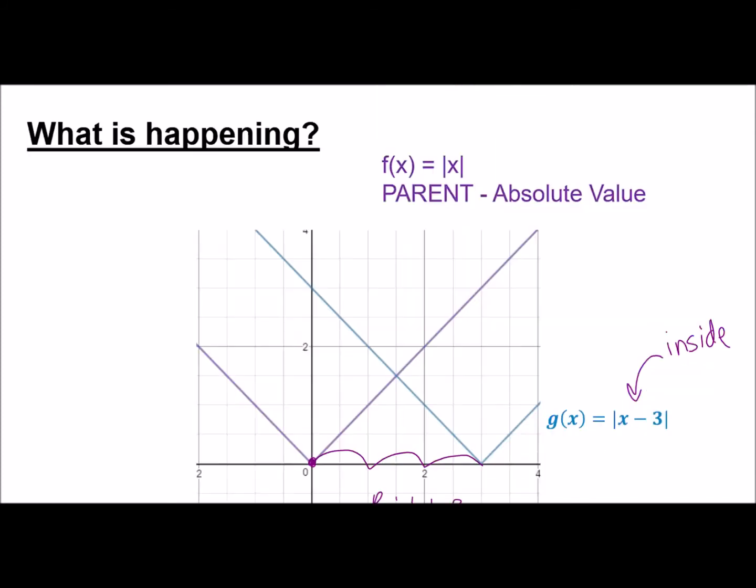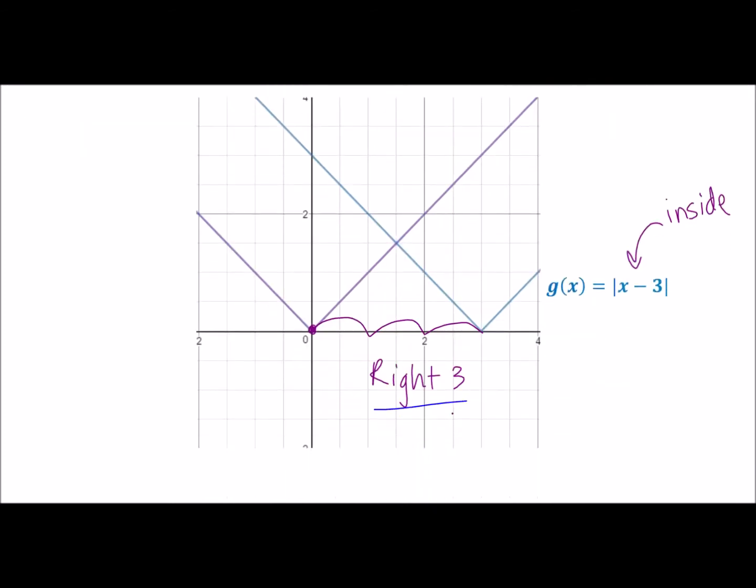Look at the next one. Oh, this was the right 3. Okay, we're looking at it, we're thinking, oh, it went from 0 up to 3, but check out what's happening inside. You're subtracting 3 inside.